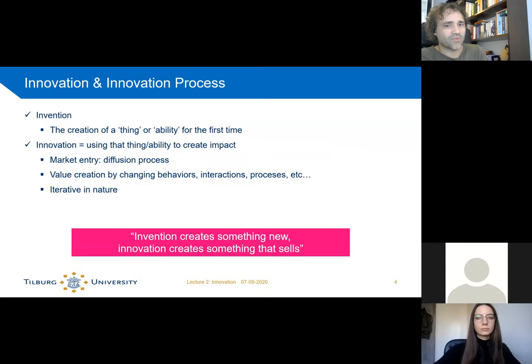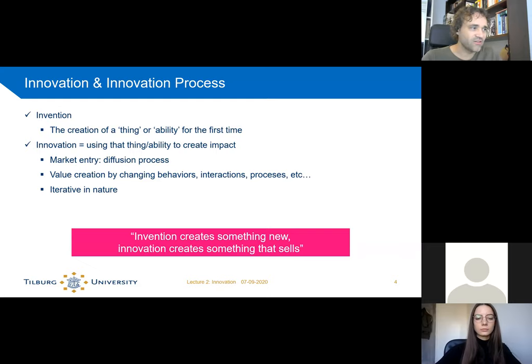And an innovation is that invention plus value, so plus market entry, plus value creation by changing behaviors, interaction processes, etc. So value creation by changing behaviors, interaction processes, etc. means that you can invent anything you like, but it's only useful if people actually want to use it, because they have a new need, new wants, they can use it for something, because they can change their behavior and interaction processes with it. So an innovation thinks about what can people do with it, why is it useful, and how can people start using it, so how can we use it in the market.